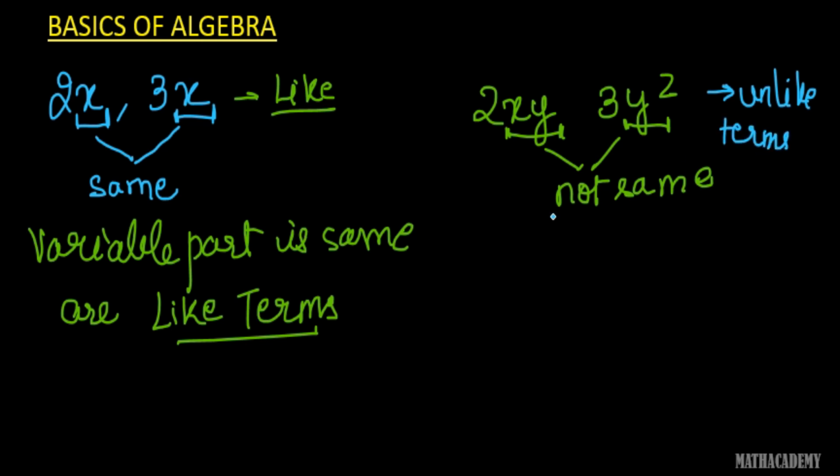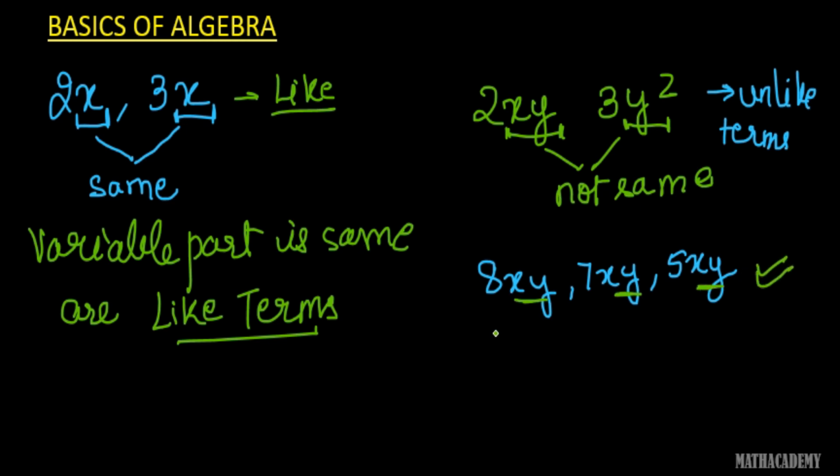Let us take some more examples. Say 8xy, 7xy and 5xy. What do we see in all these three? The variable part is xy in all three of them, therefore they are like terms. If we consider another example, say 8x square y and 7xy square. Now what is the variable part of 8x square y? The variable part is x square y and the variable part here is xy square. Both the variable parts are different, so they are unlike terms. So I hope it's very clear what are like and unlike terms.